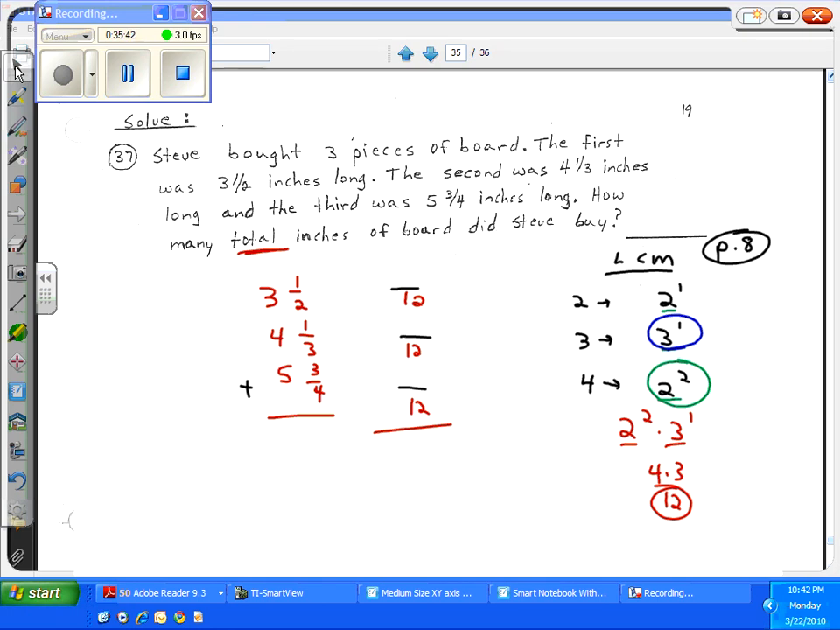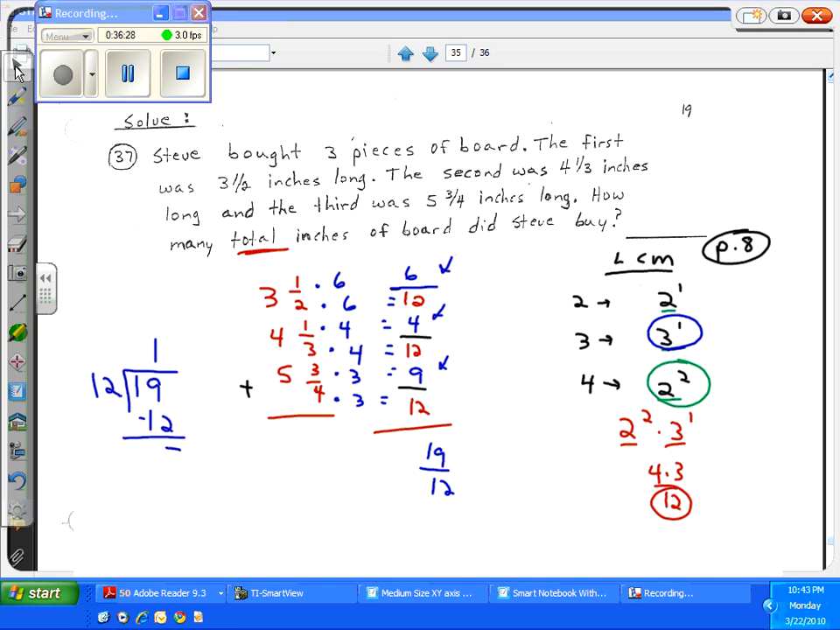And now it's time to make equivalent fractions. So 2 times what is 12? 6. So 1 times 6 is 6. 3 times what is 12? 4. So 1 times 4 is 4. 4 times what is 12? 3. So 3 times 3 is 9. So then you would add them up. 6 of those plus 4 of those is 10 of those plus 9 of those is 19 of those little 12ths. So then you would take the 19 divided by 12.